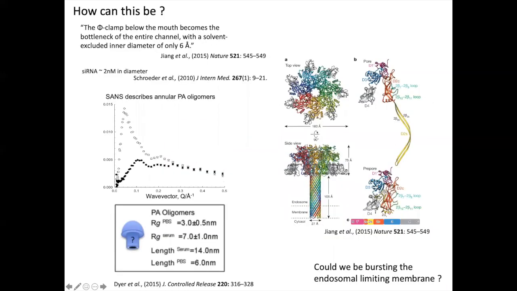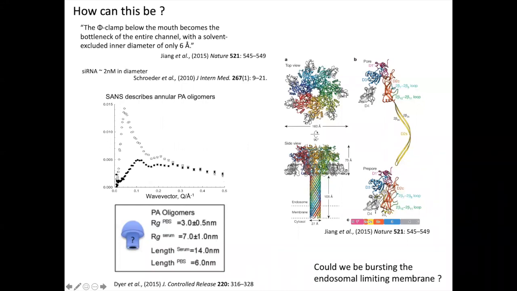But hold on, how can this be? If you look at the structure of the PA pore, there is something called a Phi clamp right at the bottom of the vestibule of the PA pore, which is only 6 Angstroms across. And that is too small to let through a bit of siRNA, which is about 2 nanometers in diameter. So we were kind of interested in this.